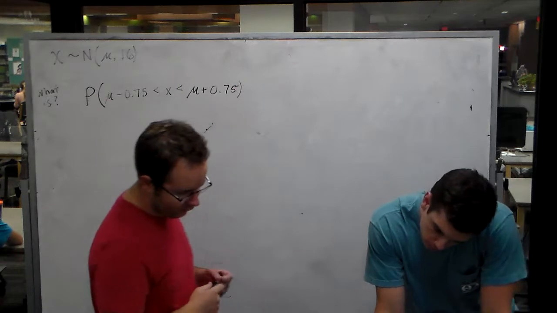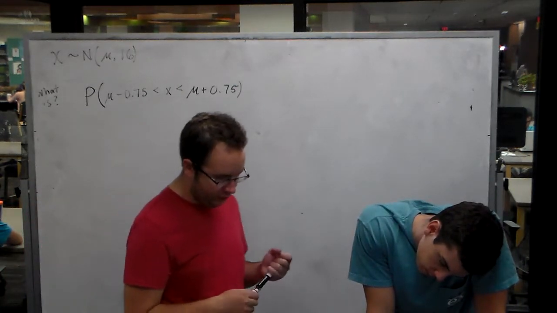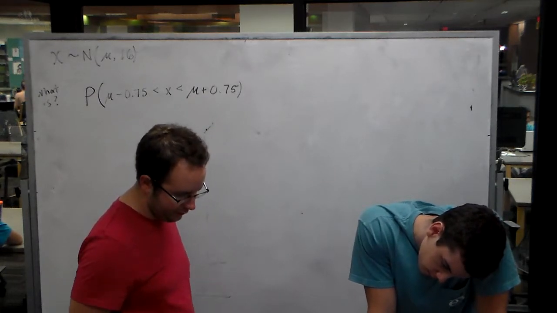A random sample of size 64 is taken from a normally distributed population that has standard deviation 4. What is the probability the sample mean will take on a value that is within 0.75 of the population mean?